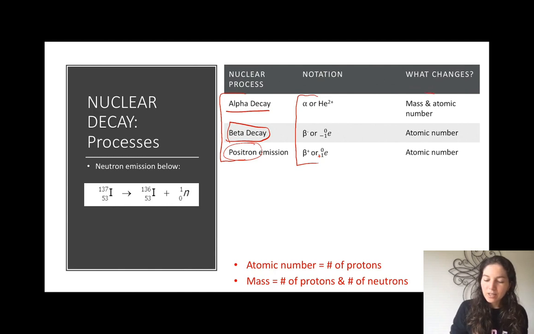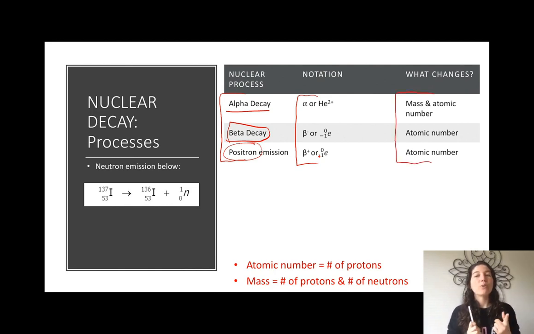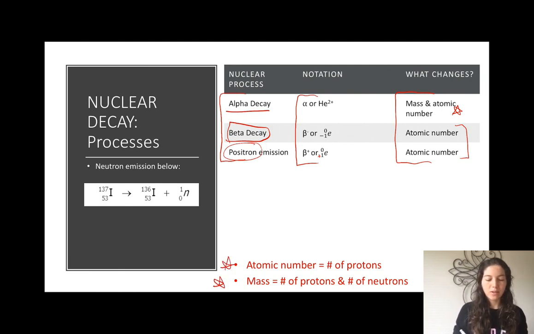So here's what changes. Alpha decay is the only one that changes both your mass and your atomic number here. So it's very unique. Anytime you see a change in mass, it's probably going to be alpha decay in this class. And then for beta and positron emission, we're seeing atomic number only change, which is the number of protons. Okay, number of protons, mass is number of protons and neutrons.